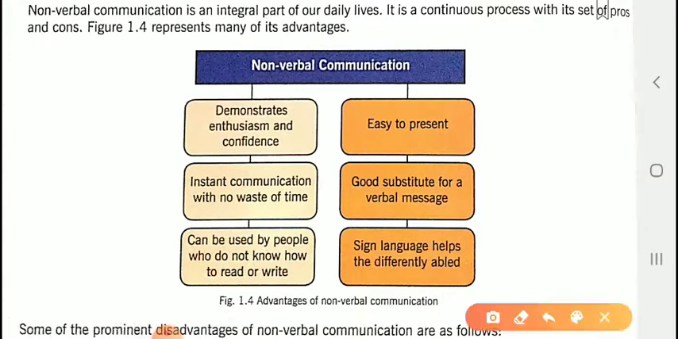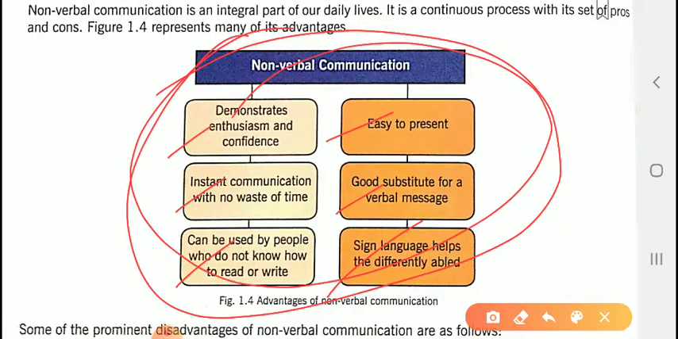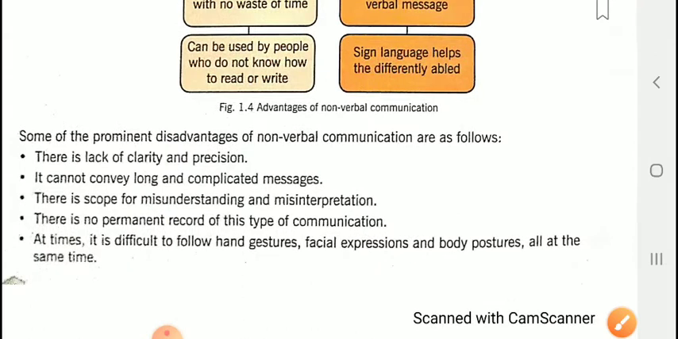First thing, advantage. What are the advantages? Non-verbal communication demonstrates enthusiasm and confidence, easy to present, instant communication with no waste of time, good substitute for verbal messages, can be used by people who do not know how to read and write, sign language helps the differently abled. Okay, these are the advantages of non-verbal communication.